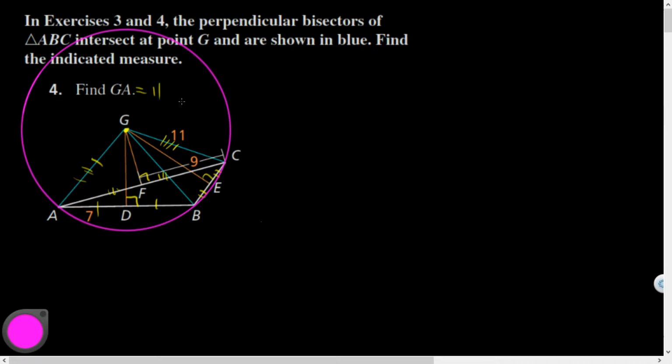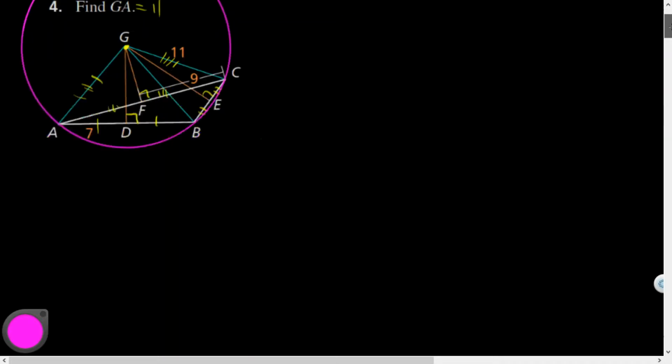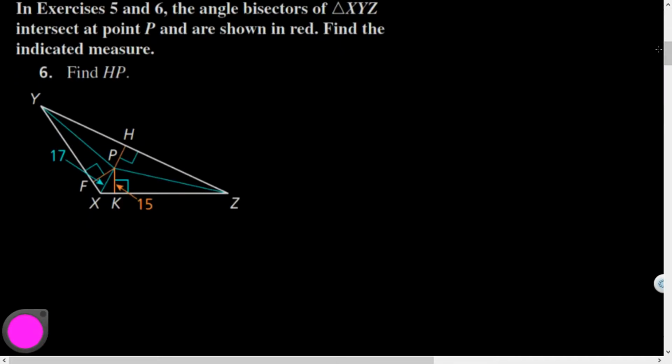This circle is called a circumscribed circle. It circumscribes the triangle. There you go. And also every triangle has exactly one circle that circumscribes it.